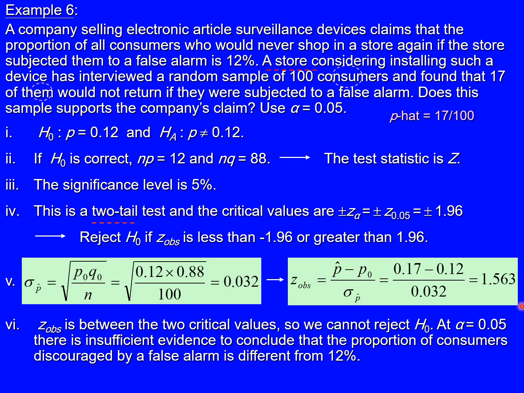So we can conclude that there is insufficient evidence to conclude that the proportion of consumers discouraged by a false alarm is different from 12%. We do not have enough evidence to reject the null hypothesis.